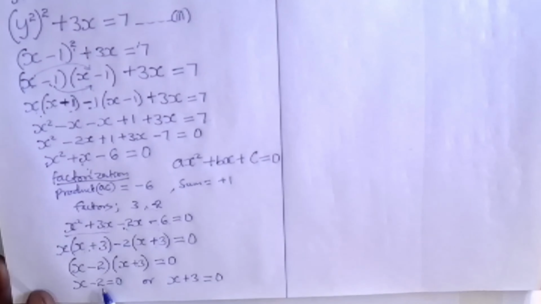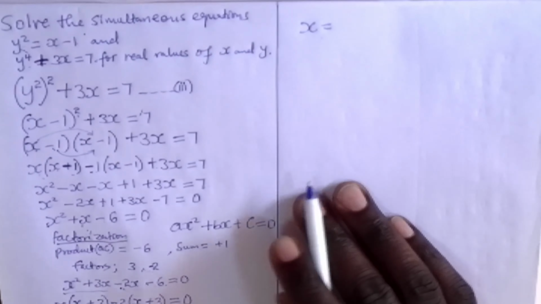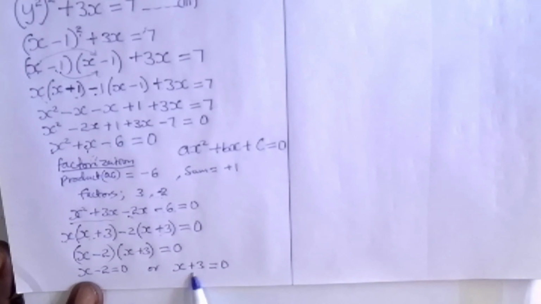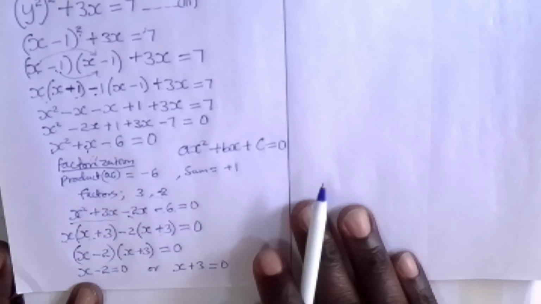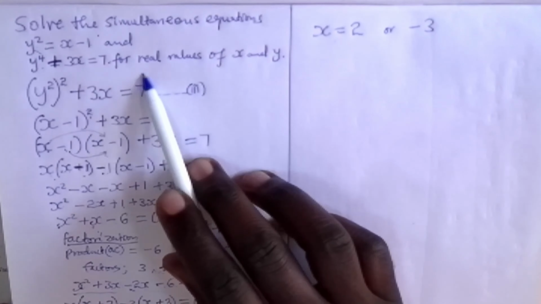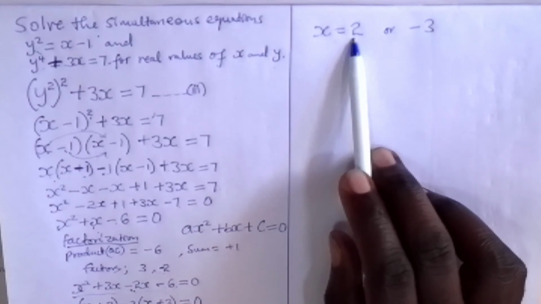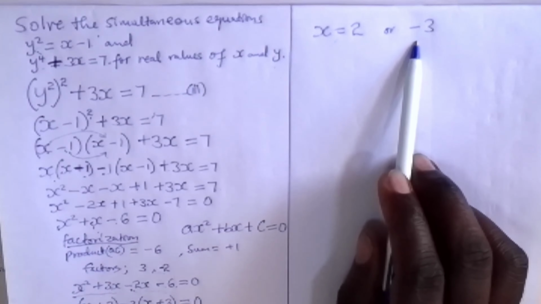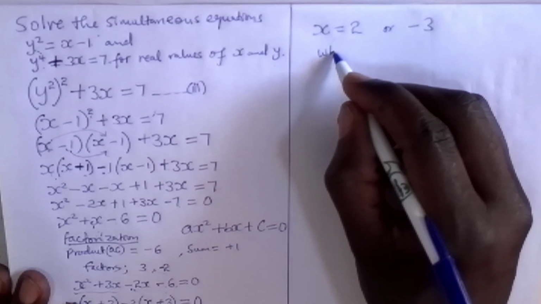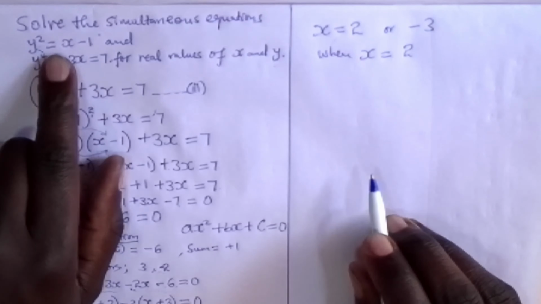Therefore x will be equal to 2, or in the other case, x plus 3 is equal to 0, so x is minus 3. But we need to find the real values of x and y. So we have to confirm whether 2 or minus 3 is the real value for the simultaneous equations to hold.